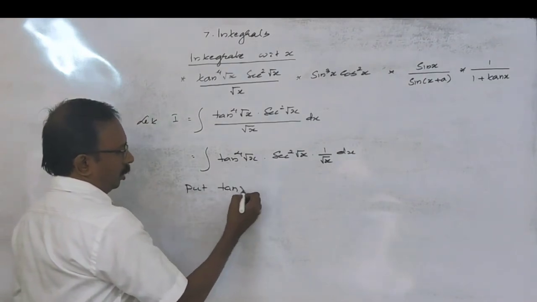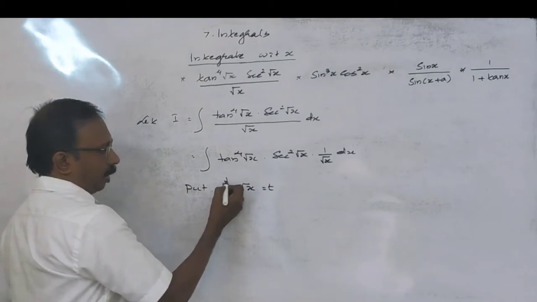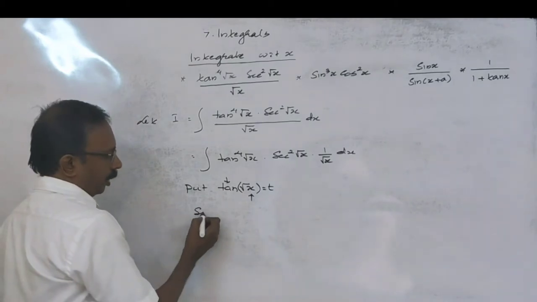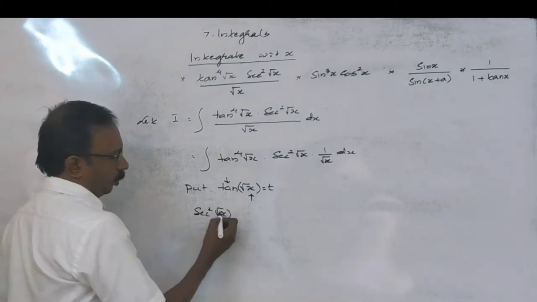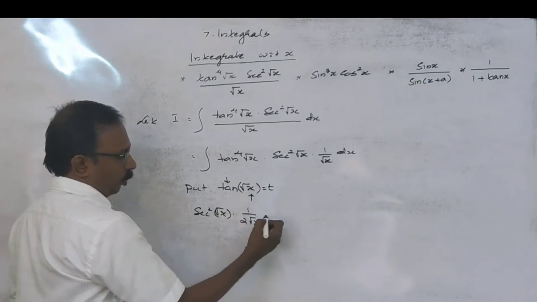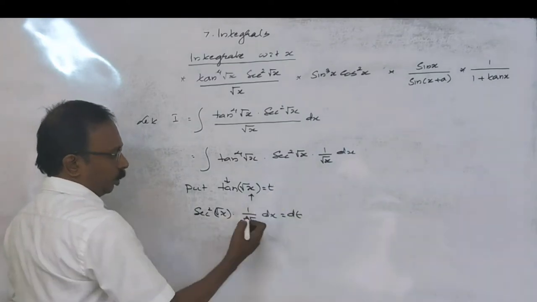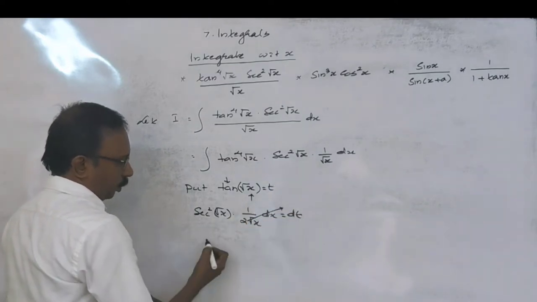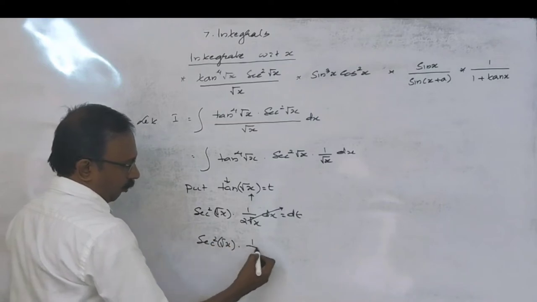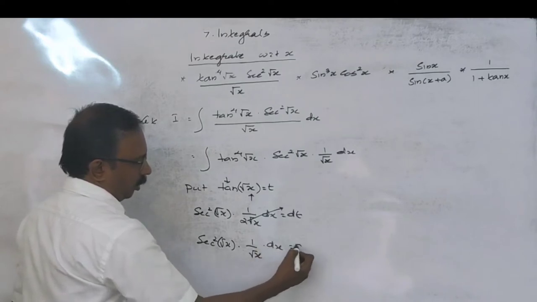Put tan root x as t. Differentiating a function of a function: the derivative of tan root x is sec square root x into the derivative of root x, which is 1 by 2 root x, into dx is equal to dt. Now cross multiplying, sec square root x into 1 by root x into dx is equal to 2 dt.